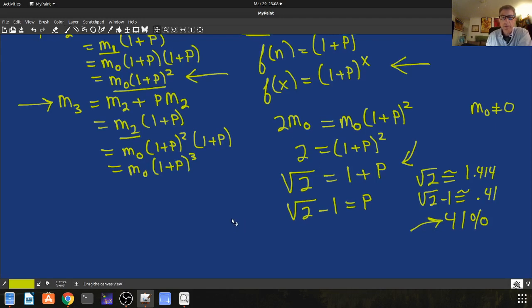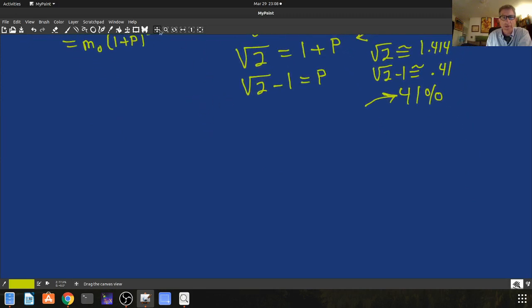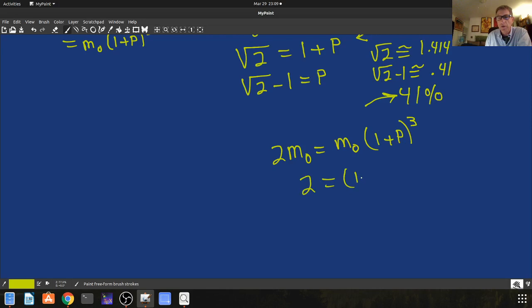Let's see what it is for the other rate, because there were two different rates discussed in the graphic I just showed you. What happens for cases that double every 3 days? Well, again, we have the number of start cases double. And what is the number of cases we have at the end of 3 days? That's M naught times 1 plus P cubed. Again, we've assumed that M naught is not equal to 0, so we can divide both sides by M naught, and that gives us 2 is equal to 1 plus P cubed.